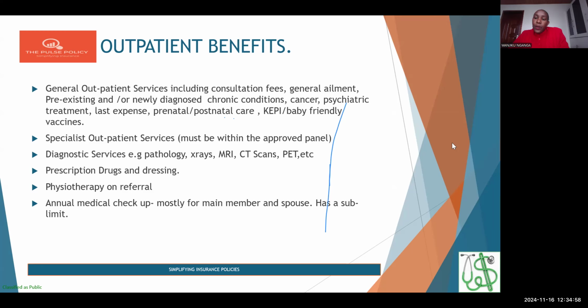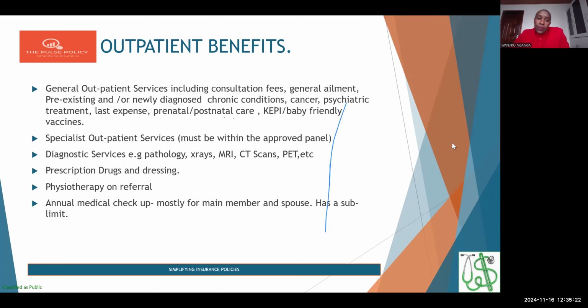So if, for example, you're going for a PET scan, and a hospital is charging, for example, 75,000 for the PET scan, and the insurance company has only authorized maybe 40,000, that means you have to top up the difference. So again, it depends on your cover limit. Can your outpatient cover that cost? So again, you need to check when you're going to the hospital.